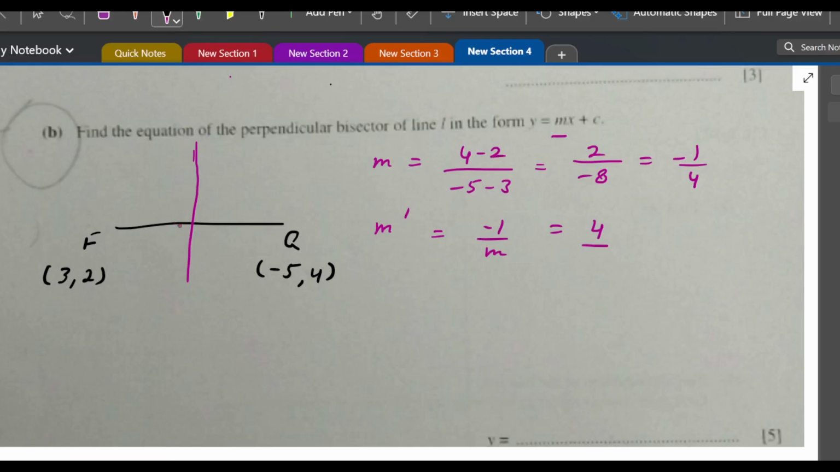Then I will look for one point on this line, which could be the midpoint of FG, because they said that it is a perpendicular bisector. Bisector means it is bisecting this FG. So it is passing through the midpoint of this FG, right? So for the midpoint of FG, you already understand that we should add the x coordinates, 3 minus 5 is minus 2, divided by 2 is minus 1, and 2 plus 4, 6 divided by 2 is 3. Minus 1 comma 3 will be this midpoint.